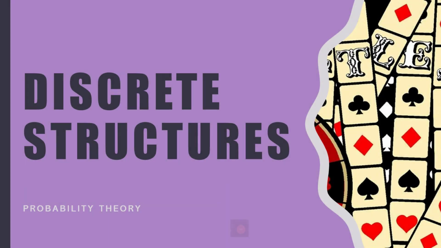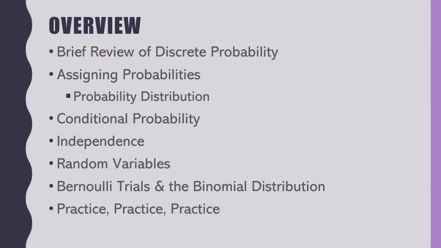Here is a list of fun things we're going to examine today. We're going to take a brief review of discrete probability, which is the stuff we talked about last week. We're going to look at assigning probabilities and probability distribution. We're going to look at conditional probability, which is our foundation for Bayes' theorem. We're going to look at independent events, and then random variables, and then the Bernoulli trials and the binomial distribution. That's going to be fun when we see that. And then practice as usual.